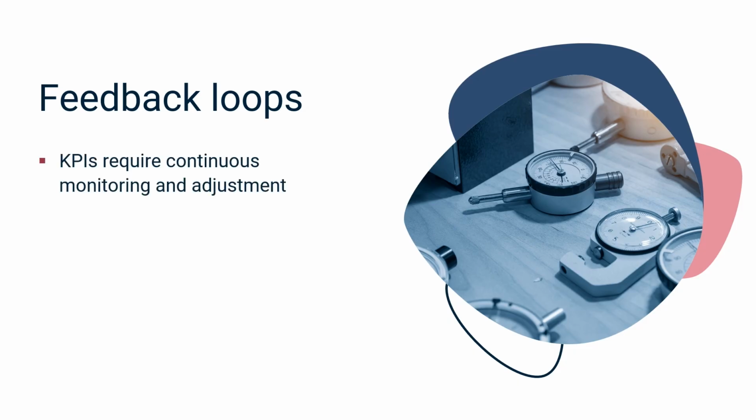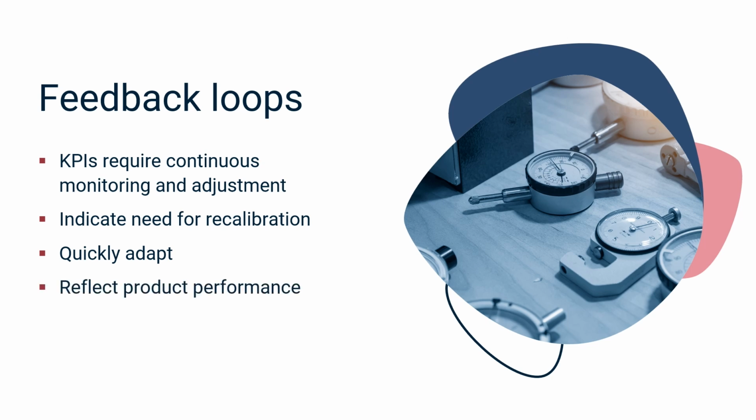KPIs require continuous monitoring and adjustment. Feedback loops help indicate the need for recalibration. Feedback loops allow product owners to adapt quickly based on real data. By integrating feedback, the product owner ensures KPIs remain relevant and reflect actual product performance, fostering a culture of learning and improvement.